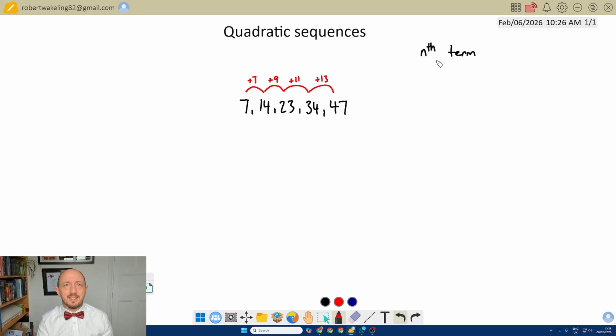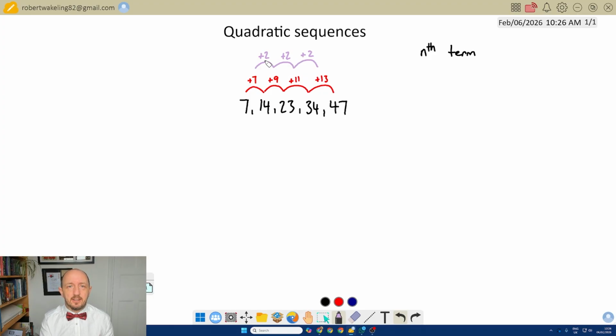So we can see that it's not like the nth term before, where this would go up the same each time. For a quadratic sequence, we do the second difference. And here, these are all going up in 2s. So this is how we progress from the nth term to quadratics. We do the second difference.